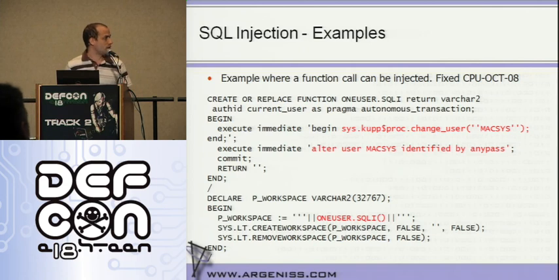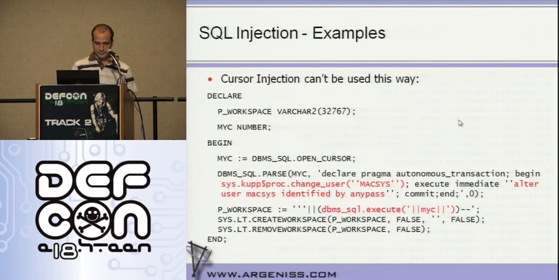This is another example. Here, this SQL injection vulnerability allows to inject a function call. So I will need to create an auxiliary function that will contain all the statements that I want to execute as the sys user. Here I use another of the ways to impersonate the Maxis user, and after impersonating it, changing its password. Well, Cursor injection can be used in this case.